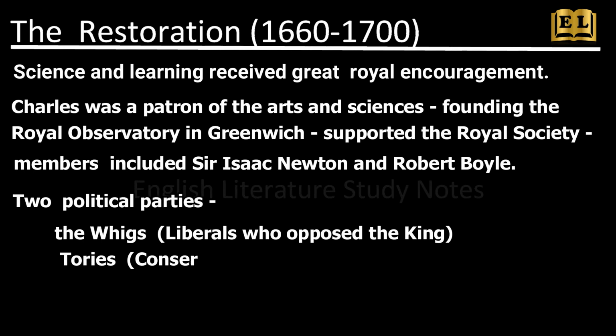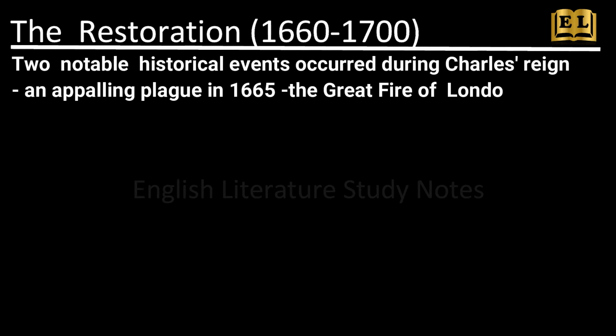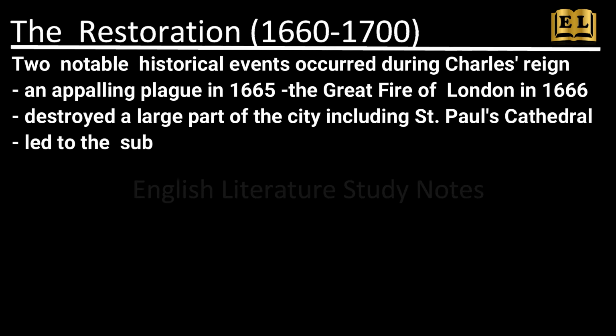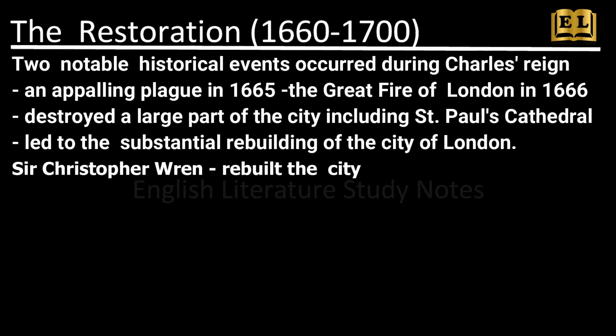Two political parties, the Whigs and the Tories, started rising during this period. Two notable historical events occurred during Charles' reign, including an appalling plague in 1665, followed by the Great Fire of London in 1666, which destroyed a large part of the city, including St. Paul's Cathedral, and led to the substantial rebuilding of the City of London. Architect Sir Christopher Wren was commissioned to rebuild the cathedral and the whole city. He built the city in brick and stone.